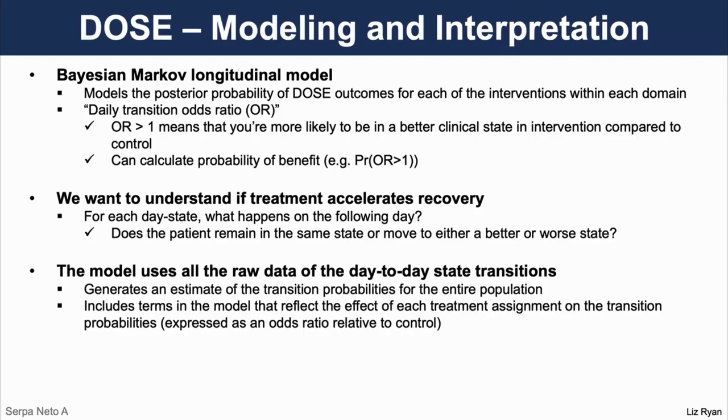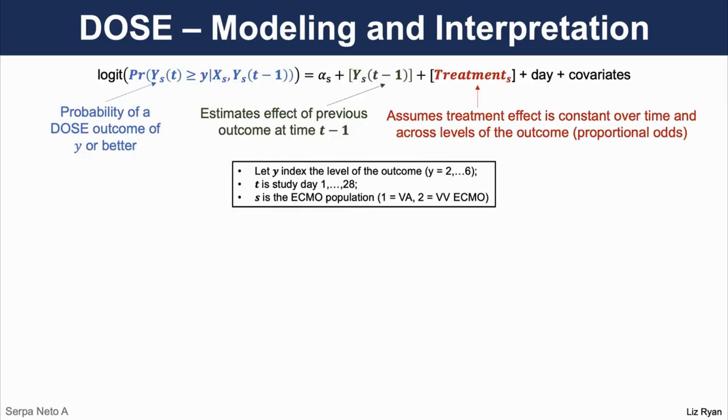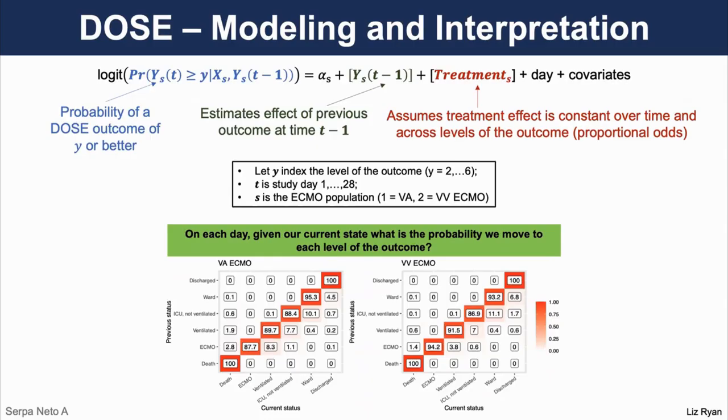It's a model with a lot of power, because it uses all the data of the day-to-day transitions. This is why it usually has higher power than static models. It generates an estimate of the transition probabilities for the entire population. And from a statistical perspective, it includes terms in the model that reflect the effect of each treatment on the transition probabilities. This is just the model itself, which I will not discuss here.